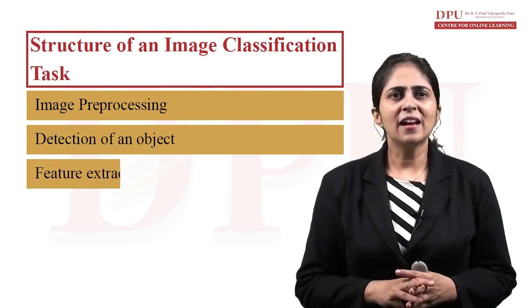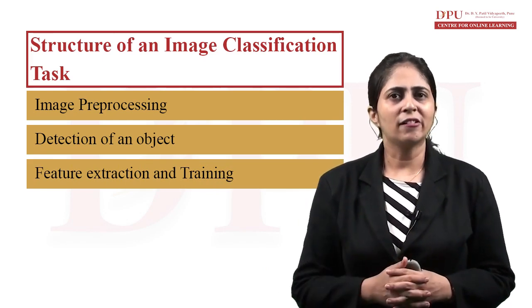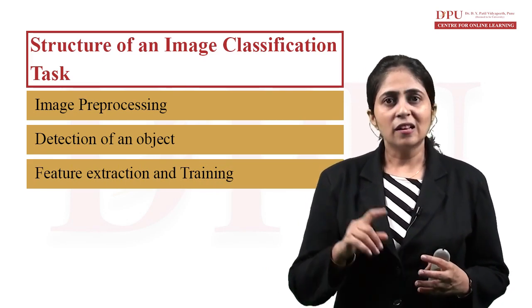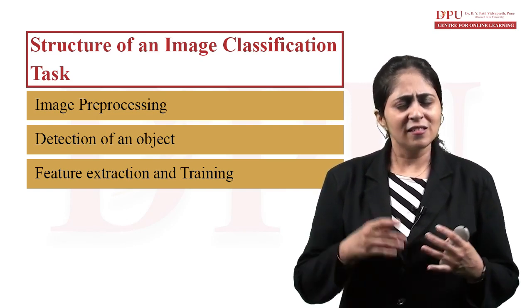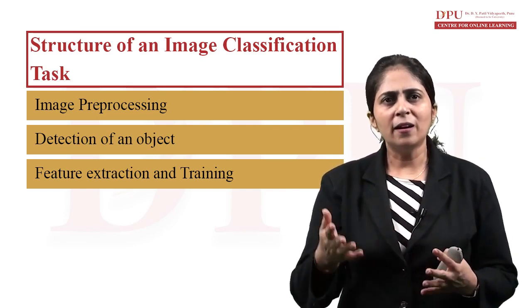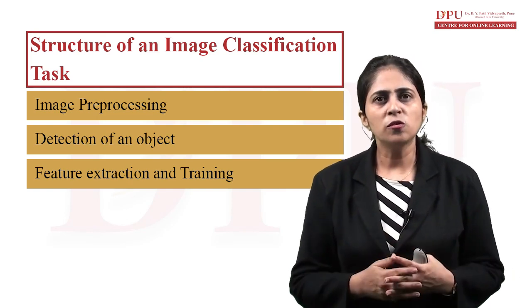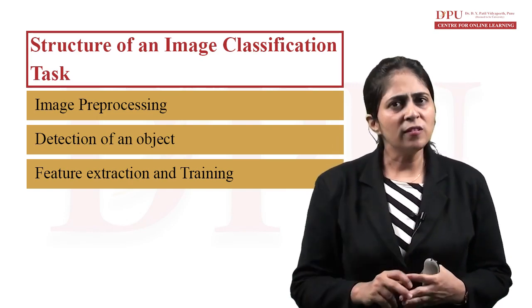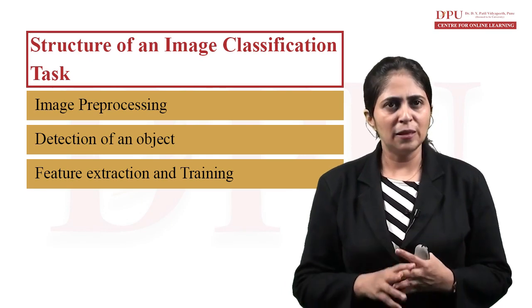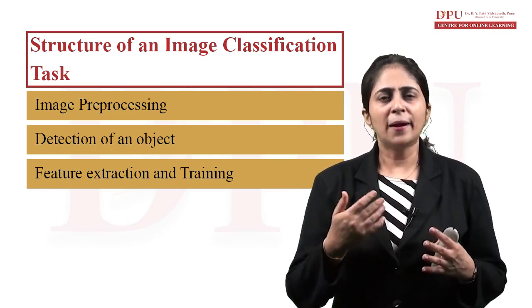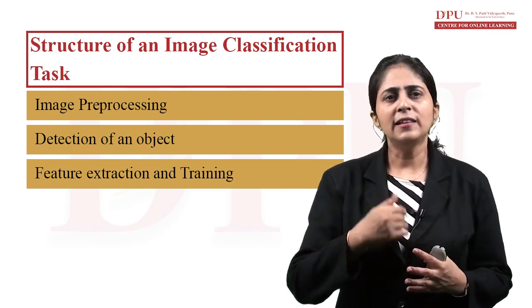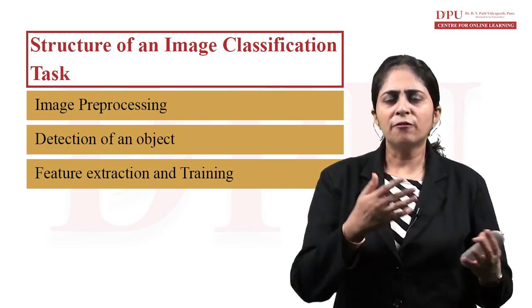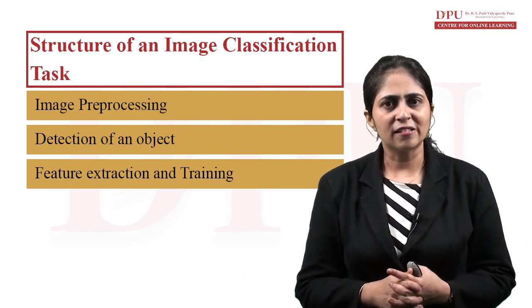The third one is the feature extraction and training. Now, this is a crucial step wherein statistical or deep learning methods are used to identify the most interesting patterns of the image features that might be unique to a particular class, and that will later help the model to differentiate between different classes.